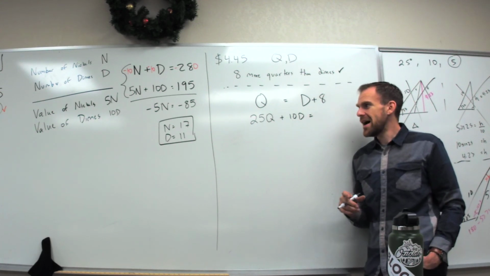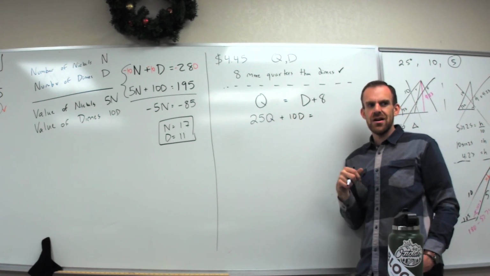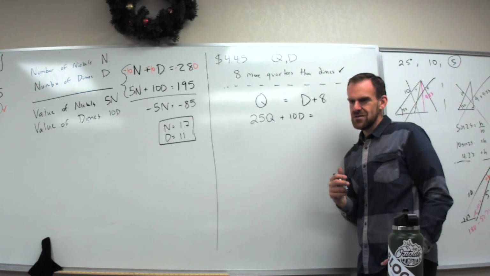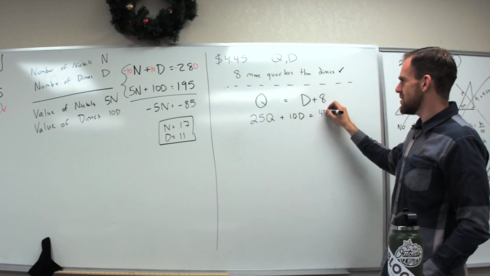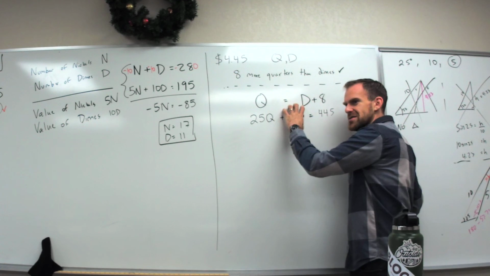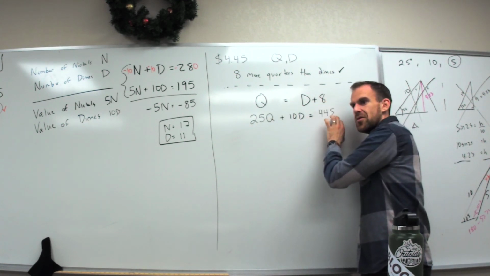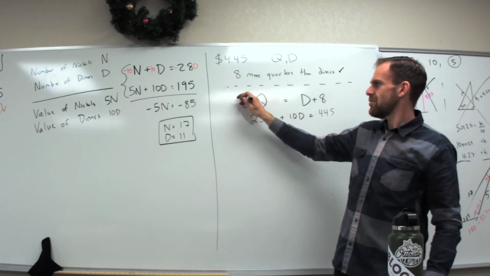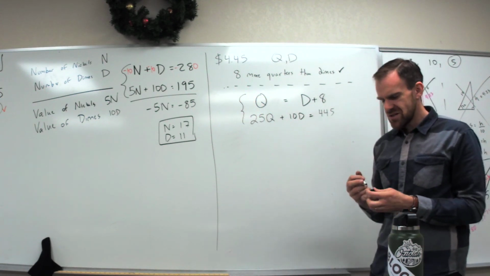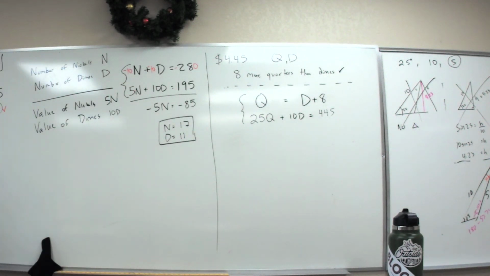So I'm adding the value, or how much my quarters are worth, to the value, or how much my dimes are worth. 445 is correct. So if I add the value of quarters plus the value of dimes, I should get the total amount of money that I have, which is 445. From there, can we solve? Yes. What's the best method to use? Substitution. It's true.